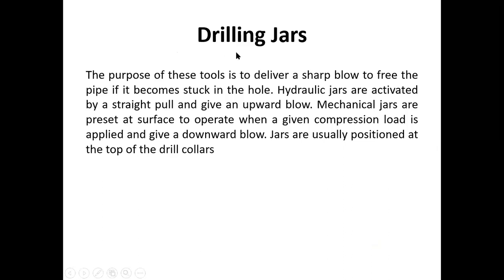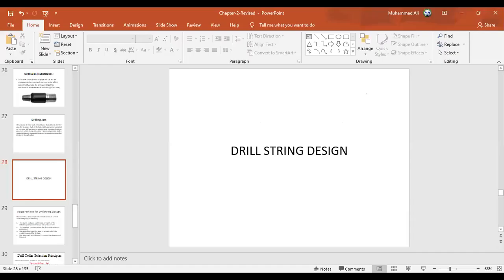Then we have the jars, and the purpose of jars is, if the drill pipe gets stuck, you have to give a shock or some vibration to the drill string so that it comes out. So jars are activated. They give a hammering effect so that the drill string can be freed from any sticking. And this is the purpose of the drill string.